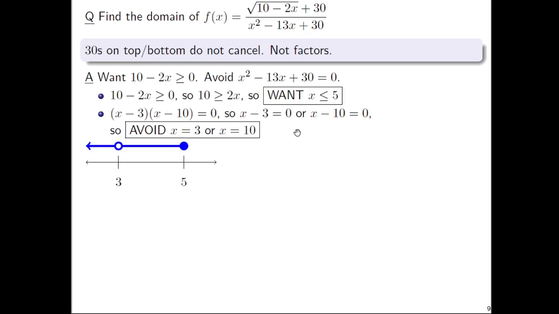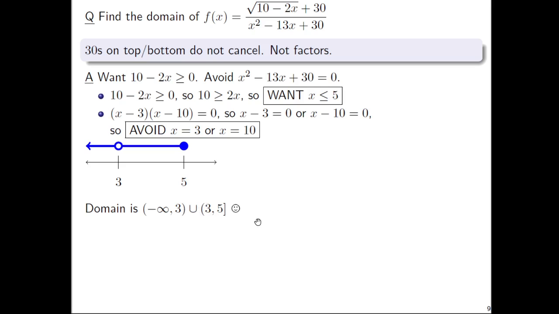Here's what a picture looks like. So the numbers we want, we can include 5, but we need things that are smaller. However, we have to avoid the number 3. We have to exclude that one number here. So the domain is parenthesis negative infinity comma 3 parenthesis, union, parenthesis 3 comma 5 square bracket.